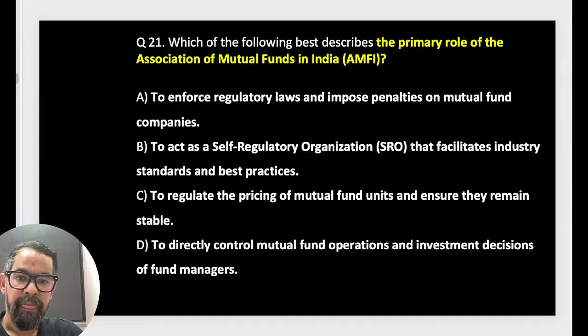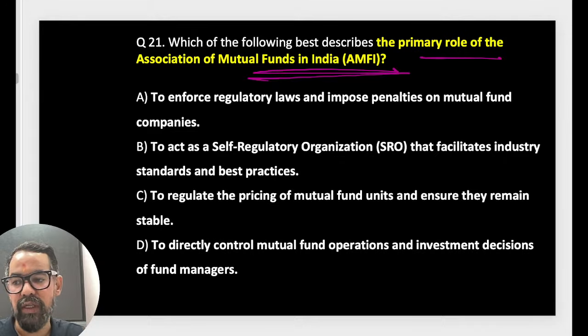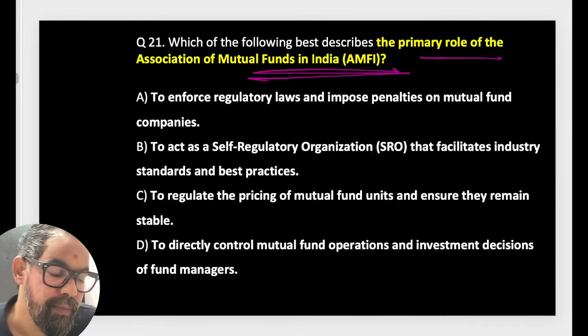Next one. Which of the following best describes the primary role of AMFI, the Association of Mutual Funds in India? So the role of AMFI is being asked. What is the role of AMFI?